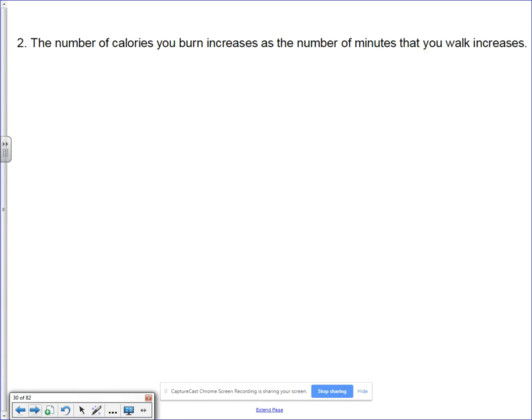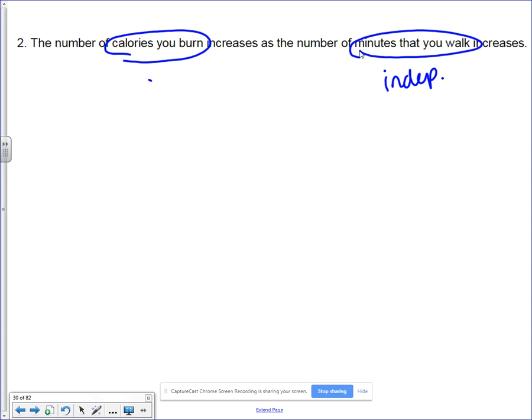All right, next one. The number of calories you burn increases as the number of minutes that you walk increases. Which one influences the other? Walking influences the calories you burn. Perfect. The minutes that you walk is the independent, and the calories you burn is the dependent. Good. Wonderful.